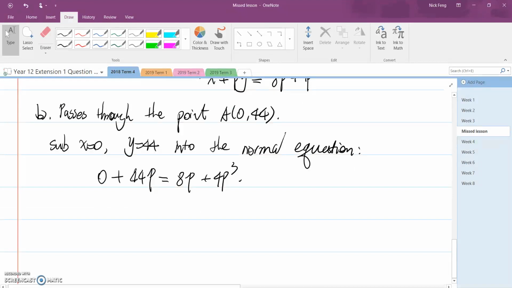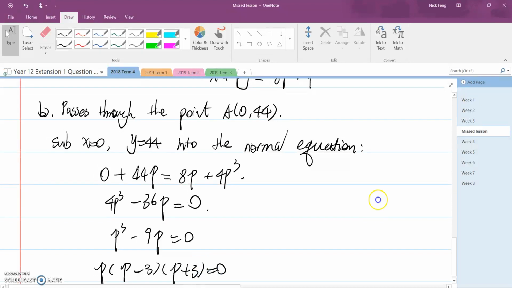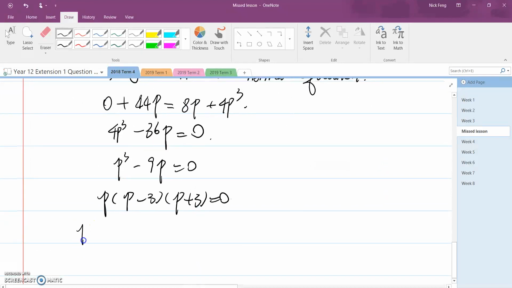We can divide it by 4. So it's 4p cubed minus 36p equals 0. Divided by 4, p cubed minus 9p equals 0. p out: p times (p minus 3)(p plus 3) equals 0. Therefore, there are 3 solutions: p equals 0, or p equals 3, or p equals negative 3.